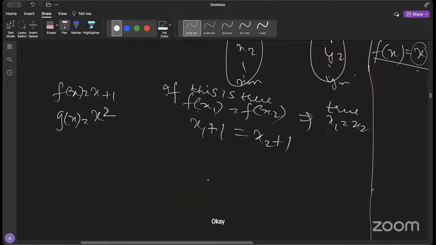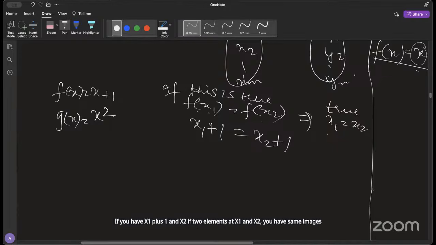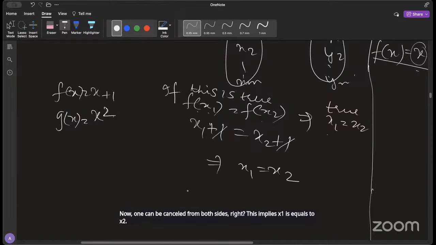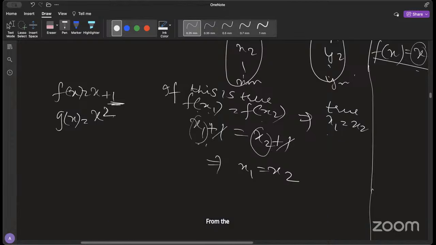Okay. So if you have x1 plus 1 and x2 plus 1, if two elements x1 and x2 have the same images, that means this is true, right? Now 1 can be cancelled from both sides. This implies x1 is equal to x2. This means whenever the images of two elements x1 and x2, which are arbitrary numbers from the domain, are equal under this function, the numbers are also equal. That's why this is a 1-1 function, right?